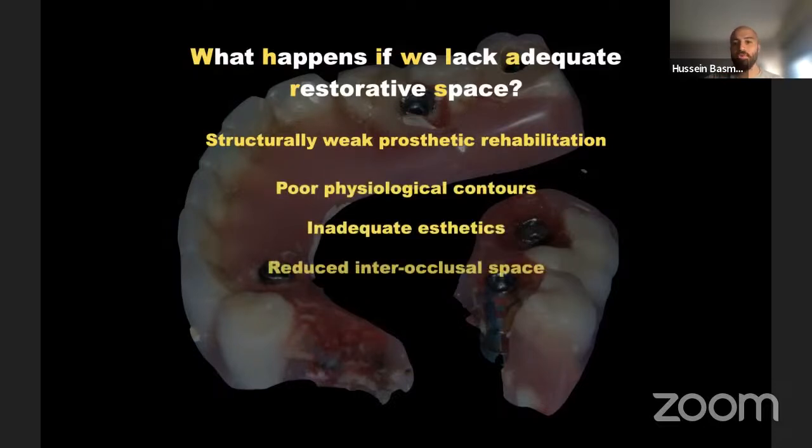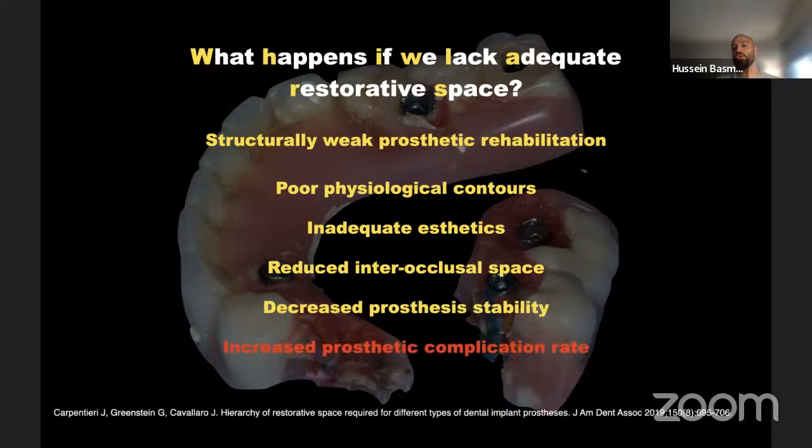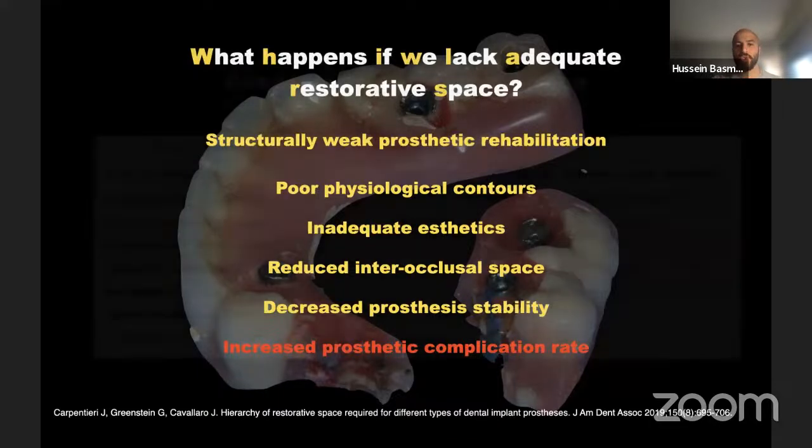We're going to end up with poor physiological contours and inadequate aesthetics, because we're going to accept a compromise in this situation. We don't have good emergence for the prosthesis. We're going to have a reduced interocclusal space, which means a limited amount of prosthetic material. And then the most common thing is that we're going to have a fracture of the prosthesis. If you already do full arch cases, and every time you place an implant you give the patient a temporary or do the conversion, and the patient comes back, as you see in this picture right here, that means most of the time the patient doesn't have adequate restorative space.